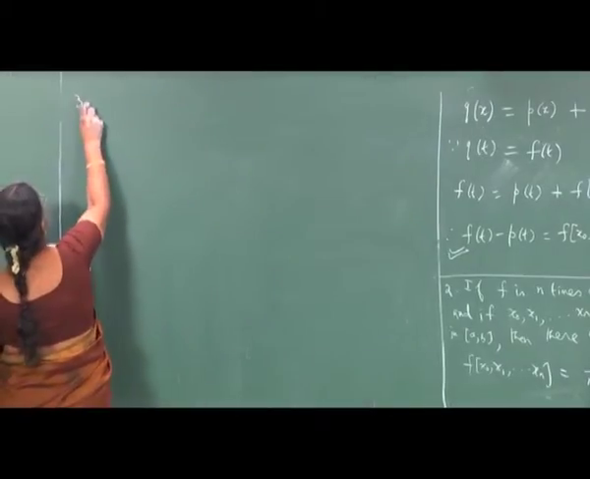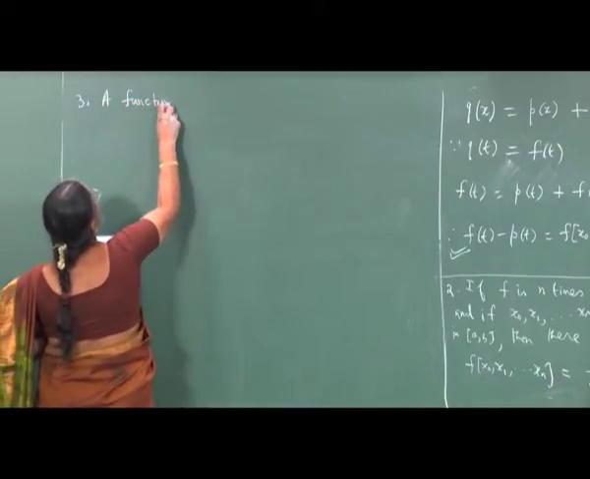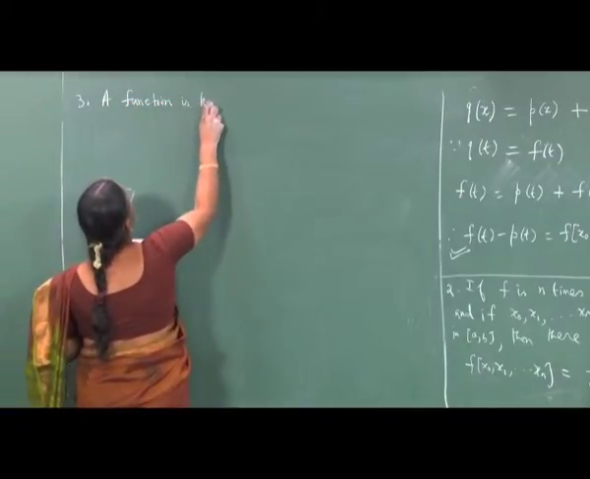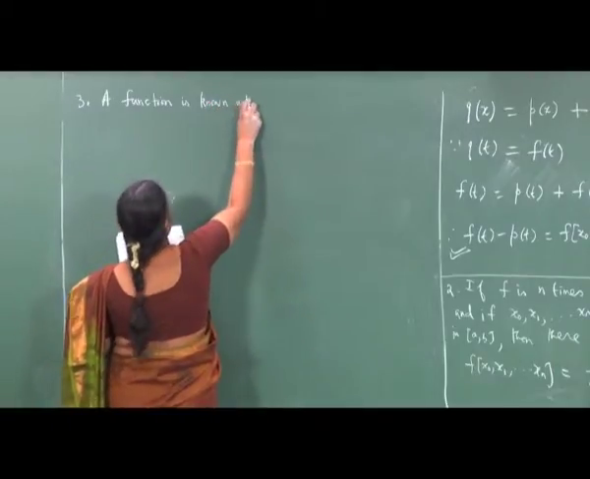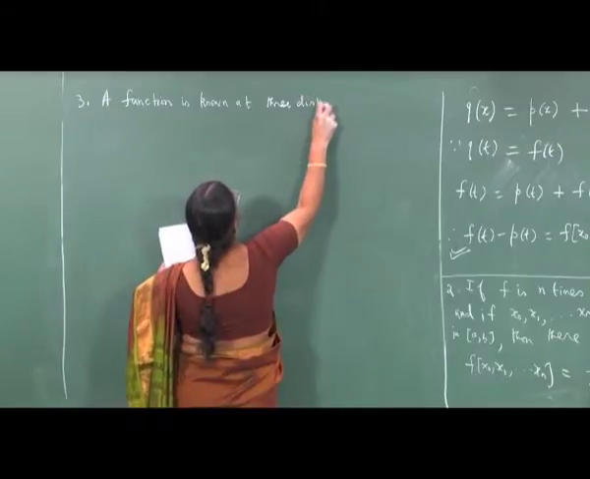So, let us work out the following. A function is known at say 3 distinct points.